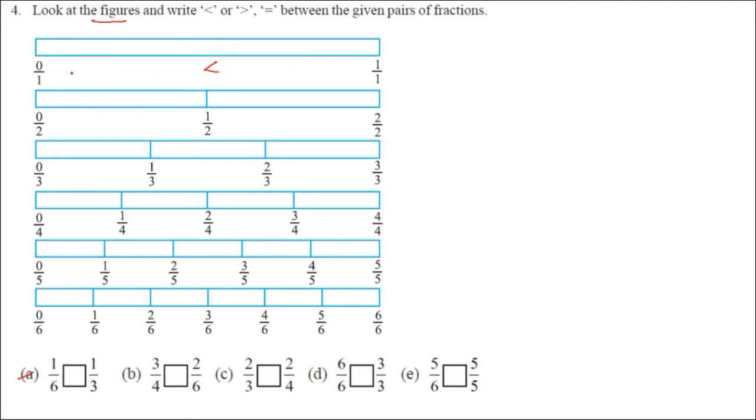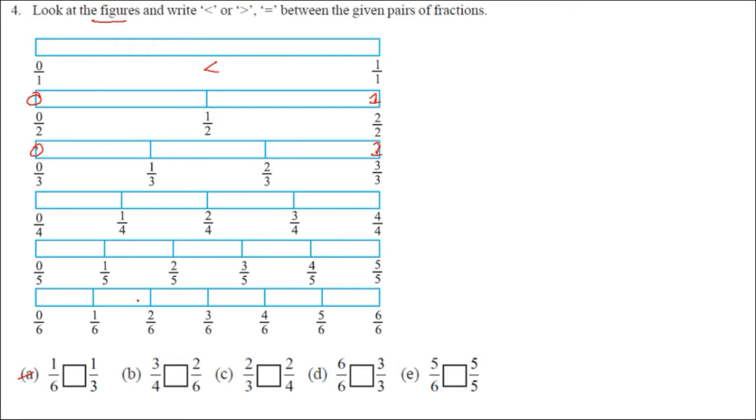Now if the same thing is made into two equal parts, we'll be getting 0 by 2, 1 by 2, 2 by 2. This is again 0, this is 1. Same way, this is 0, this is 1. It is made into three equal parts. Here 3 parts are made, here 4 parts are made, here 5 parts, here 6 parts.